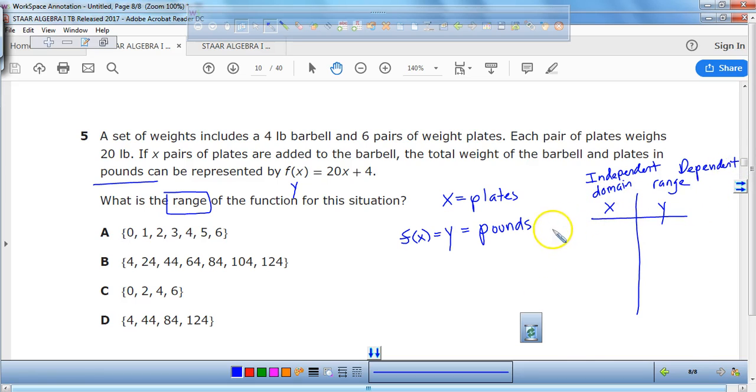Okay? So let's draw a little picture here. Alright? So we've got a barbell and we've got to add plates to it. So think of a barbell. I know this is not going to be a great drawing.